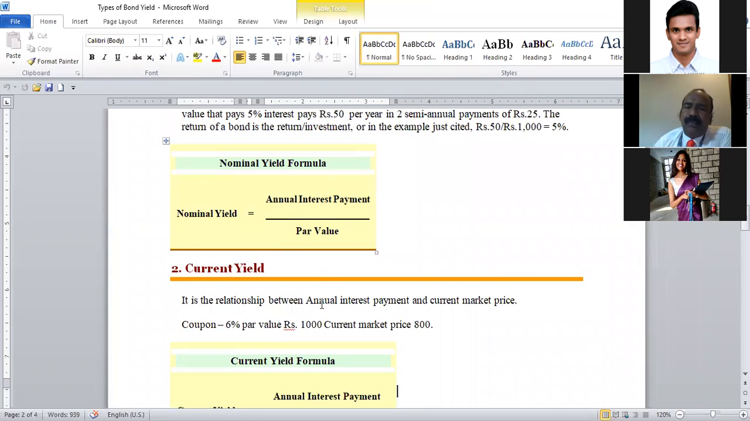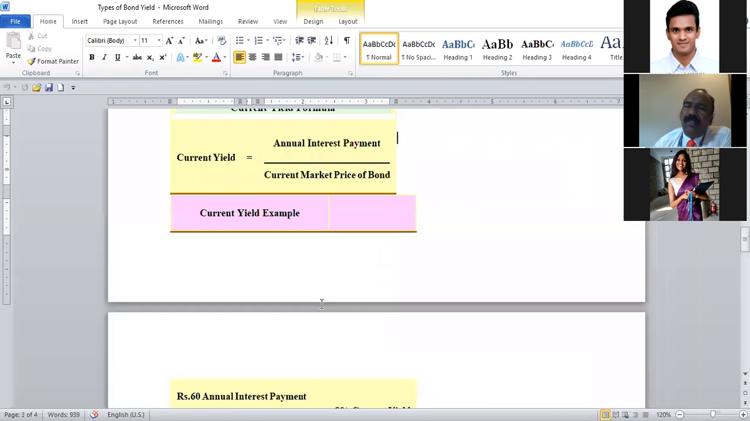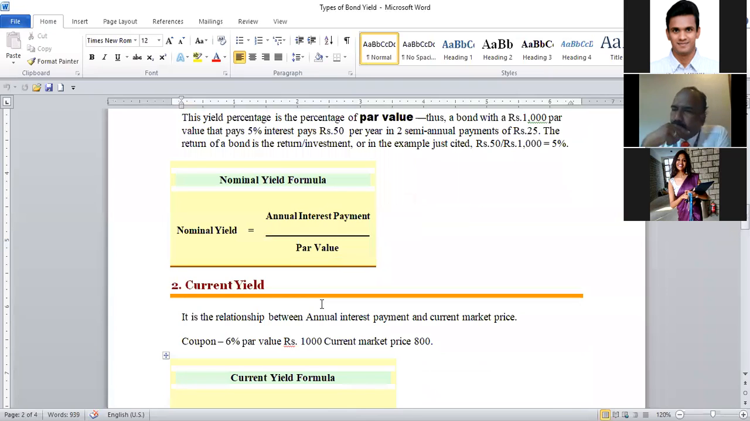Then the second yield is called the current yield. Current yield is the relationship between the annual interest payment and the current market price.